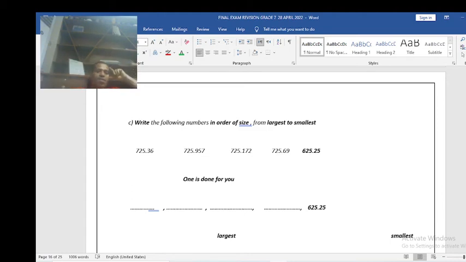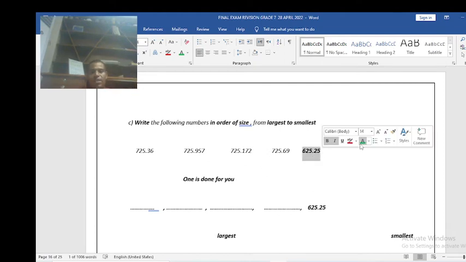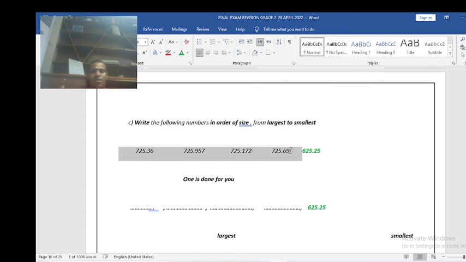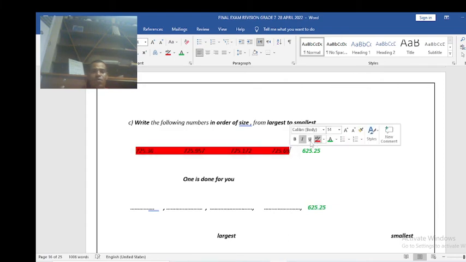We have 725.36 and 725.959 and 725.172, 725.69 and 625.25. So one is done for you, my learners. This one is already done. Just you are going to put the other numbers in order of size, of course, largest first.